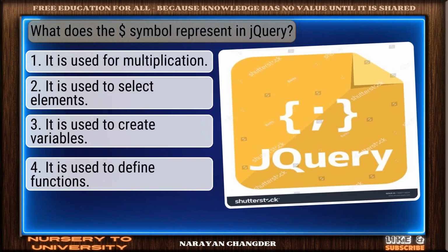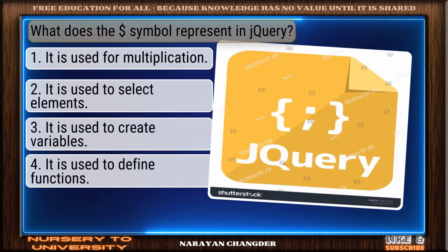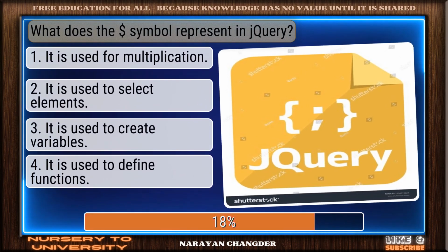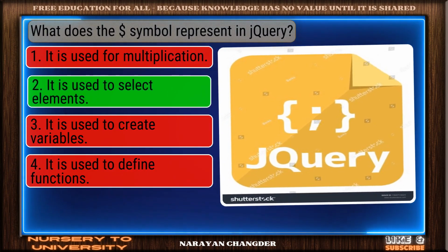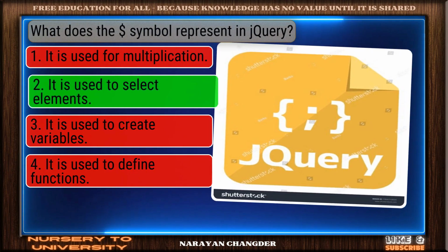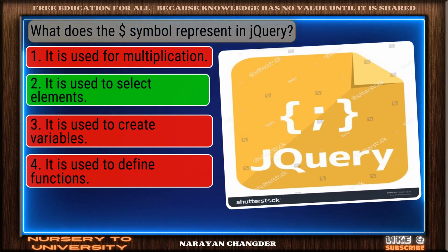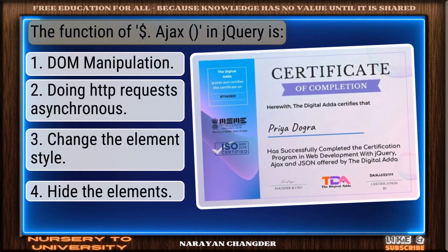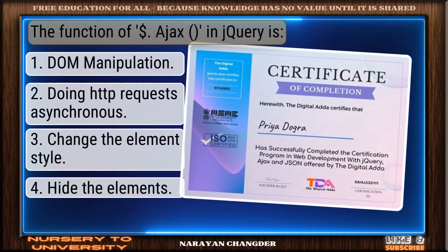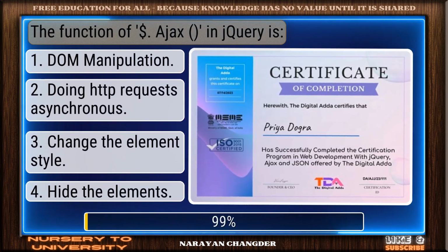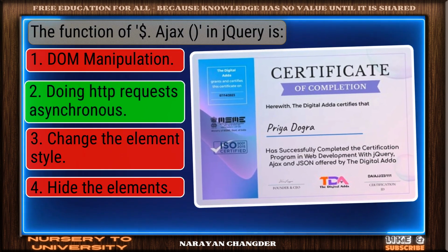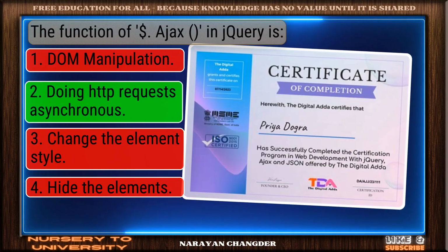Question number 50. What does the dollar symbol represent in jQuery? Great job. It is used to select elements is the accurate answer. Question number 51. The function of dollar dot ajax in jQuery is. Perfect. Doing HTTP requests asynchronously is the correct choice.